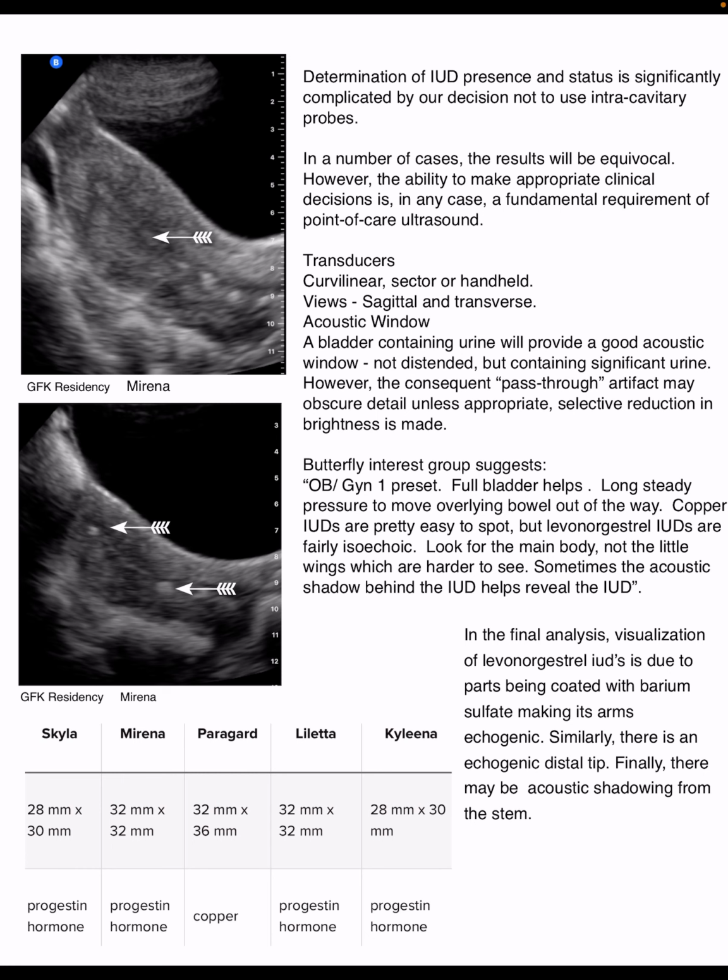The butterfly interest group suggests an OBGYN-1 preset, a full bladder, long steady pressure to move overlying bowel out of the way. Copper IUDs are easy to spot, but levonorgestrel IUDs are fairly isoechoic. Look for the main body, not the little wings, which are harder to see. Sometimes the acoustic shadow behind the IUD helps to reveal it.